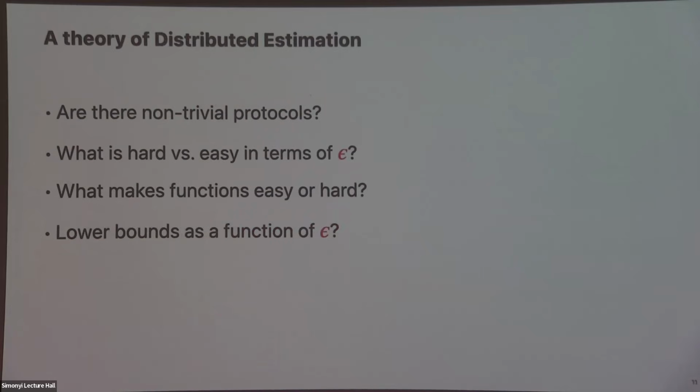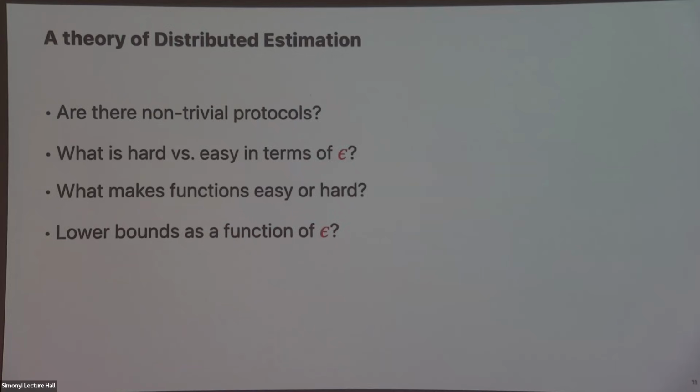Okay, so then these are the questions that we'd like to answer when we're trying to build a theory of distributed estimation. First and foremost, are there non-trivial protocols? And by the end of this talk, I hope to have convinced you that the answer is a resounding yes. There are very non-trivial protocols here.